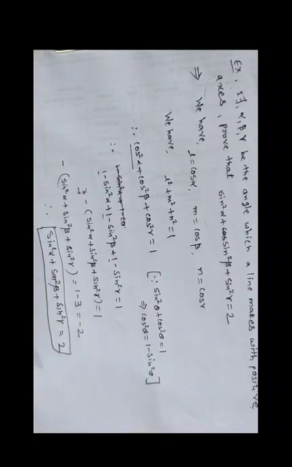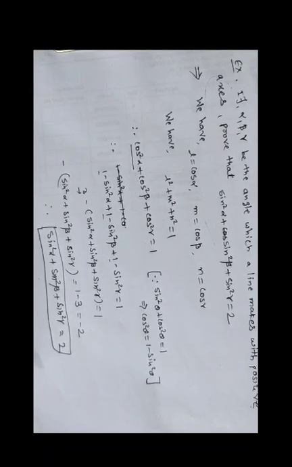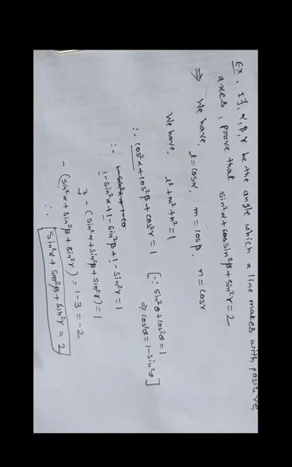So students, we get our proof, that is sine square alpha plus sine square beta plus sine square gamma is equal to 2.